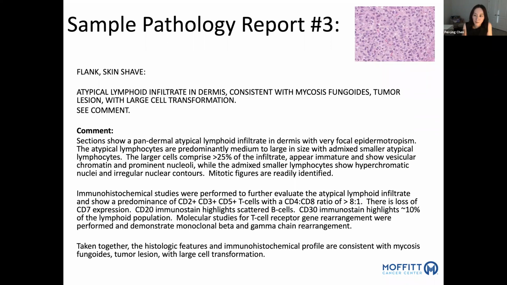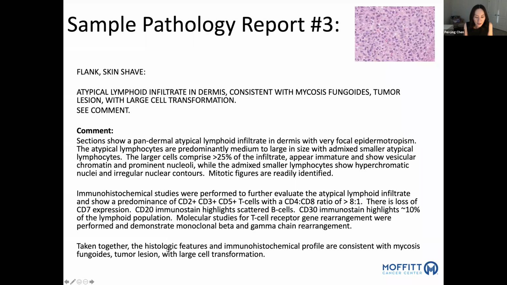Again, I typically stain a B cell marker CD20 just to make sure we're not dealing with a B cell lymphoma or some other strange process. It highlights scattered B cells. CD30 immunostain highlights approximately 10% of the lymphoid population. Molecular studies for T cell receptors: by this stage, we usually do not need the molecular TCR. It's probably fairly obvious this is a T cell lymphoma. But if we perform it, it would demonstrate monoclonal beta and gamma chain rearrangement.